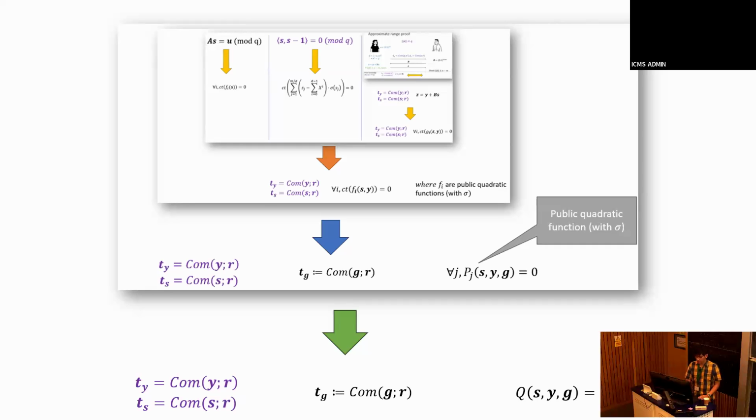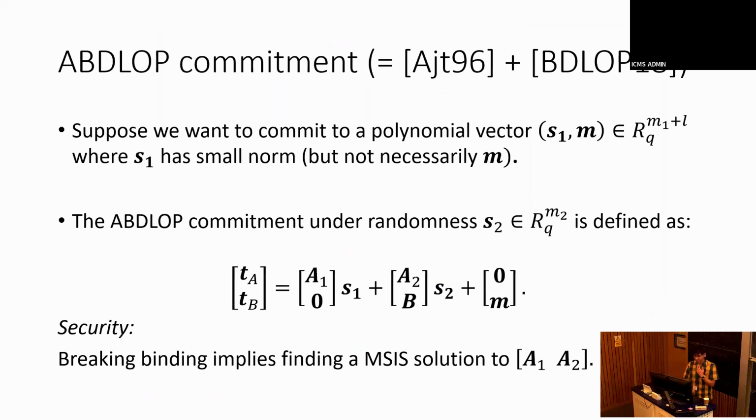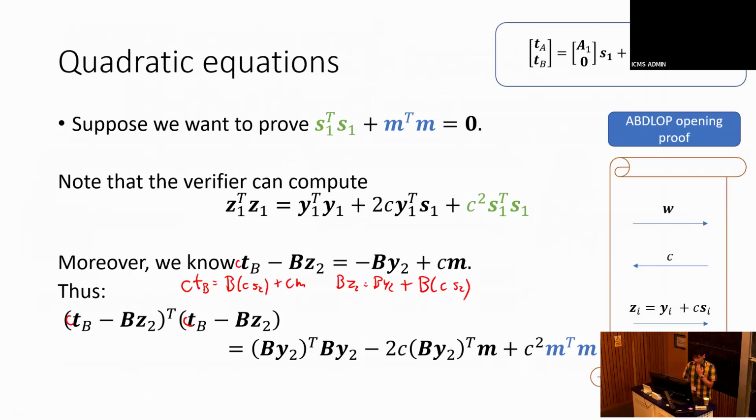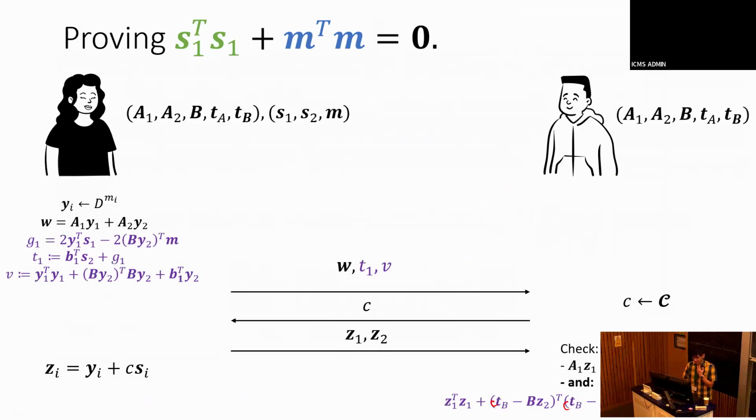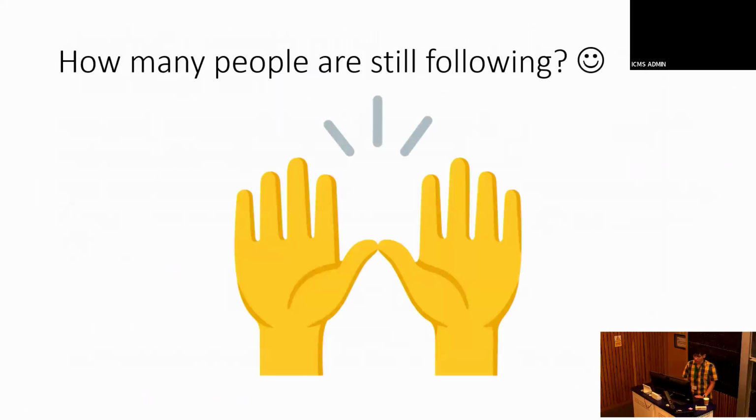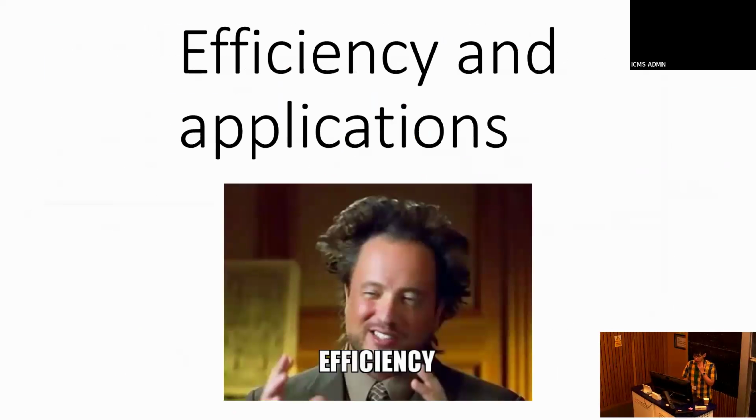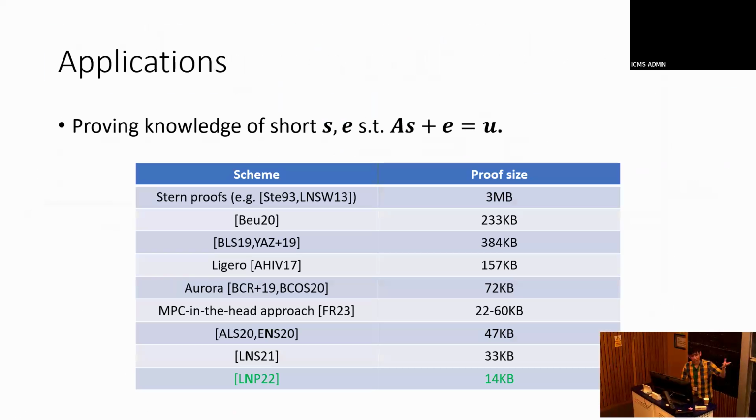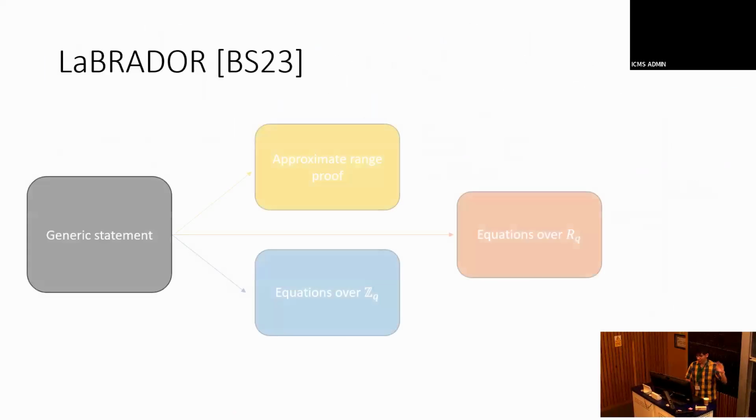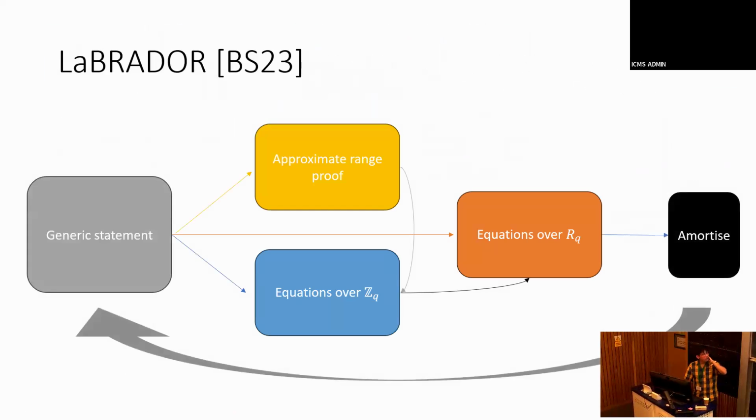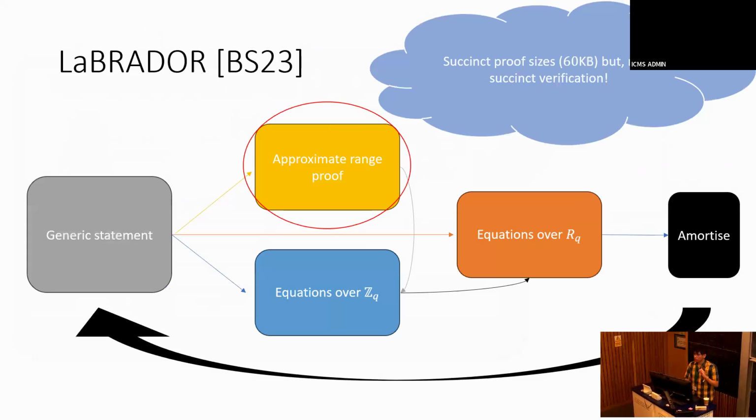Okay. Yeah, so maybe I'll leave 10 minutes, so let me switch to the second talk very quickly. That's interesting. But yeah, I think basically it's kind of done. Now, which D to pick, challenge space, exponential challenge space, efficiency, but you can see the benchmarks are top of the line. Great.